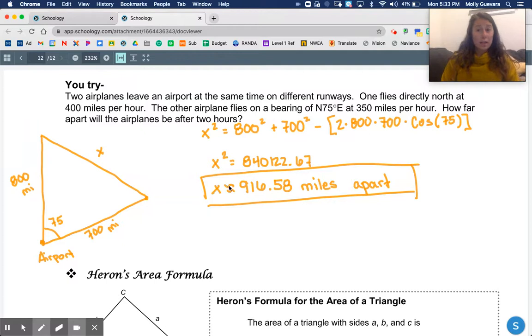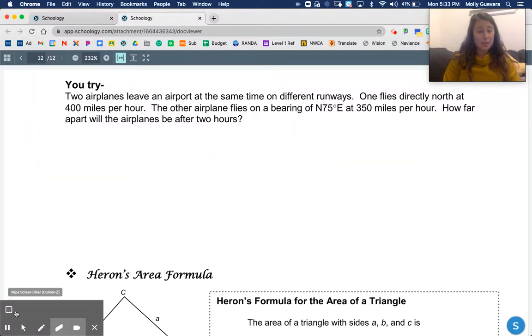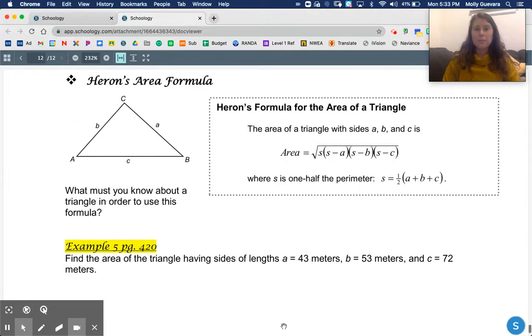So hopefully lots of cosine is making sense here. The last thing we're going to look at is Heron's formula. Now this one is nice and it's a different formula to find area, right? Last time the formula we used to find area required us to know an angle. Here on Heron's formula, you use this when you don't know any angles.